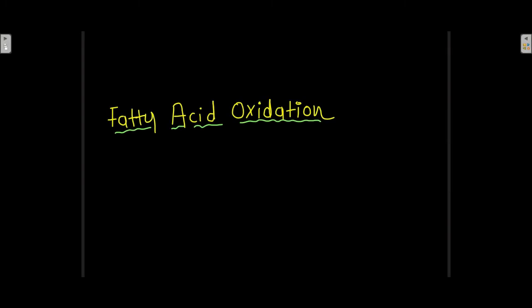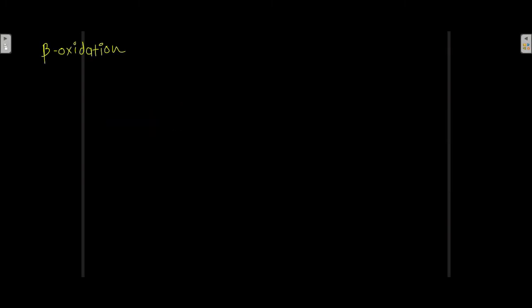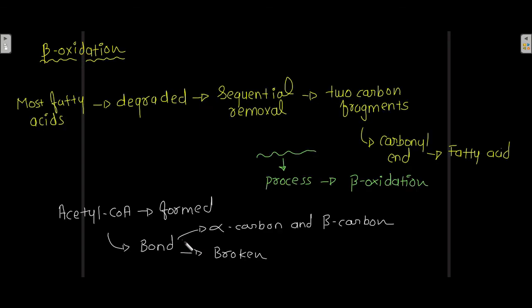Fatty acid oxidation. Let's talk about beta oxidation first. Now, most fatty acids are degraded by sequential removal of two carbon fragments from the carbonyl end of the fatty acid. Okay, a fatty acid has a carbonyl end. From that carbonyl end, there is sequential removal of two carbon fragments, and that is how you degrade most fatty acids.